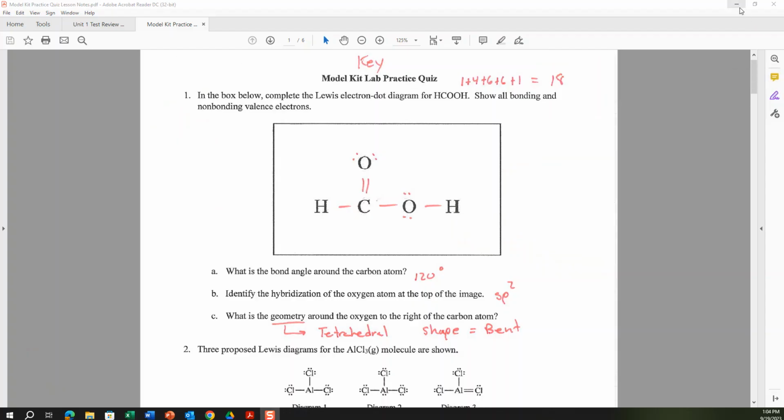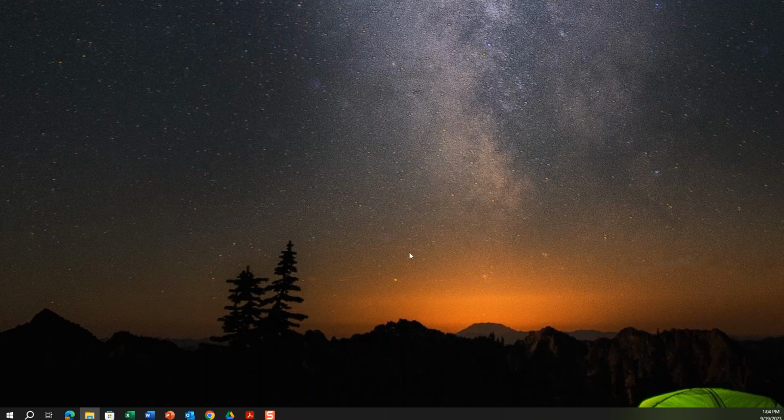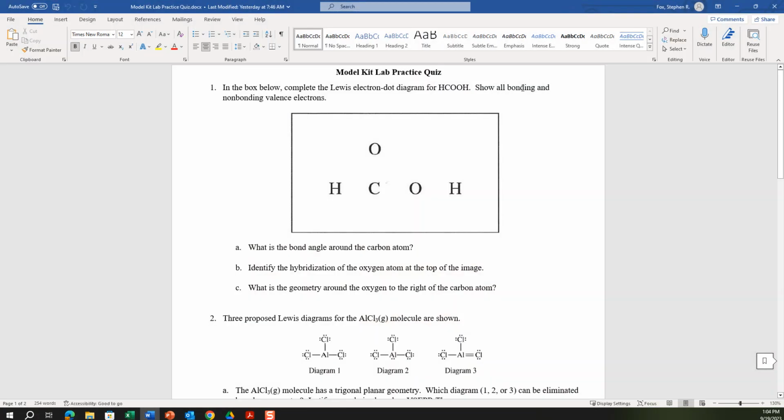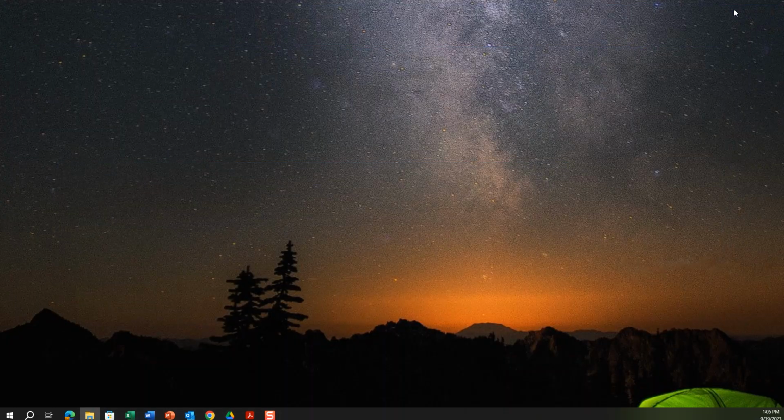So we're talking about this practice quiz. This is essentially what your quiz is going to look like. Notice, a lot of times in AP Chemistry, they ask you to draw a dot structure for something, but then they give you how it's set up. So all you're doing is really filling in the bonds and all the electrons, and then answering questions about the molecule from there.